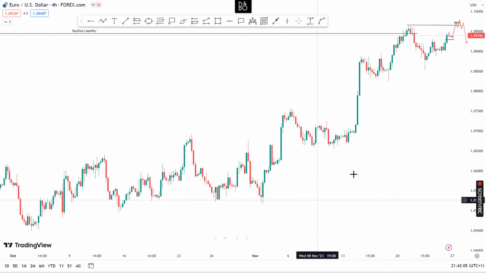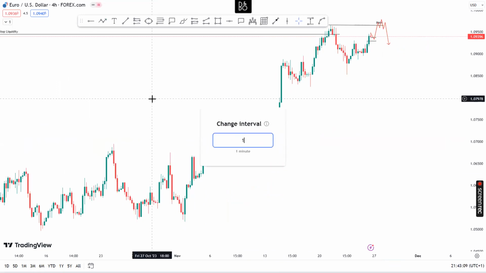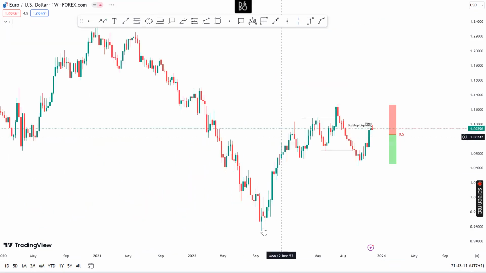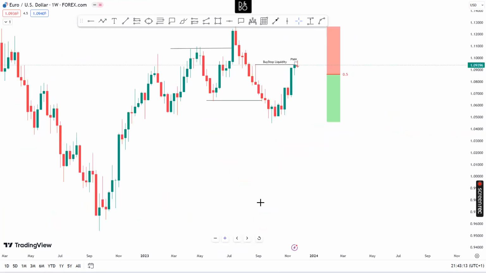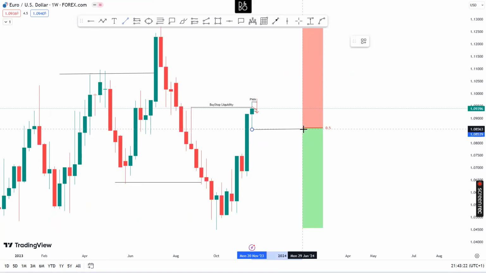Then my take profit should be, let's check the weekly. From the weekly, I can see this weekly gap here, which happens to be in our monthly discount zone. So I'm expecting to take profits inside this internal liquidity.